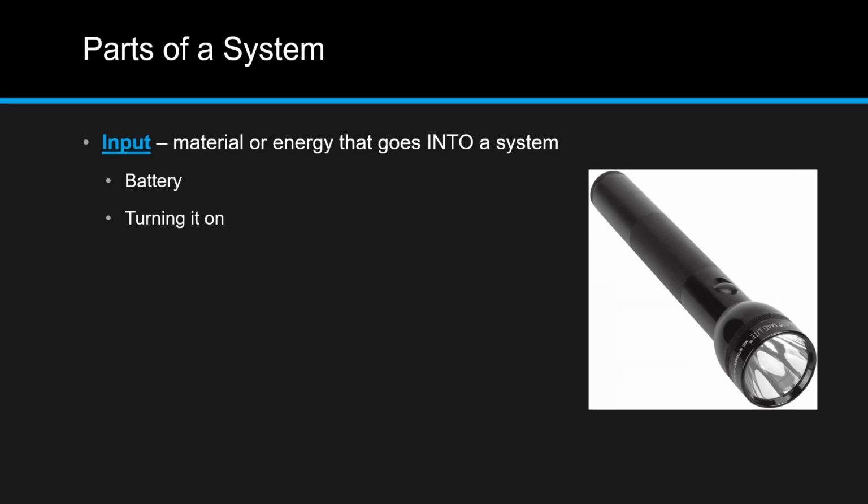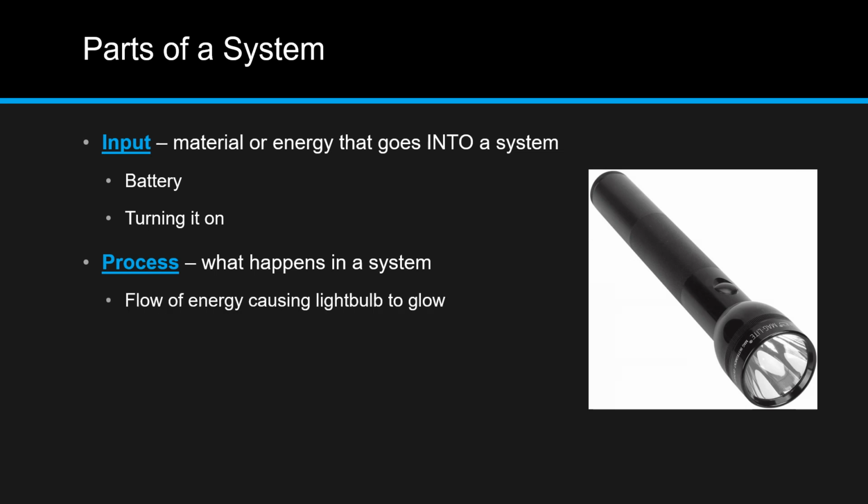Next, we have the process. The process is what happens in a system, which can be difficult to observe. In a flashlight, the process involves the flow of energy through the parts of a flashlight that cause the light bulb to glow. Lastly, we have the output.